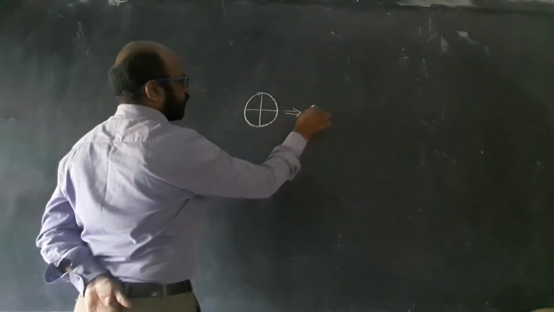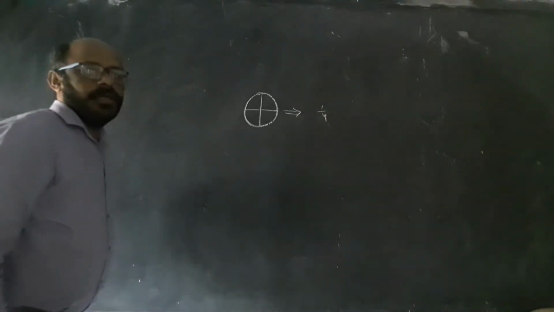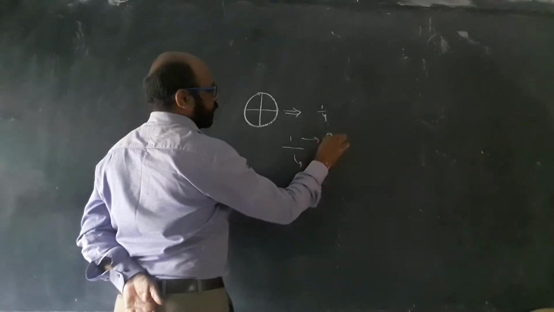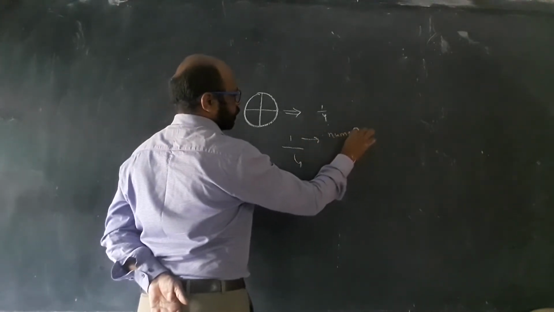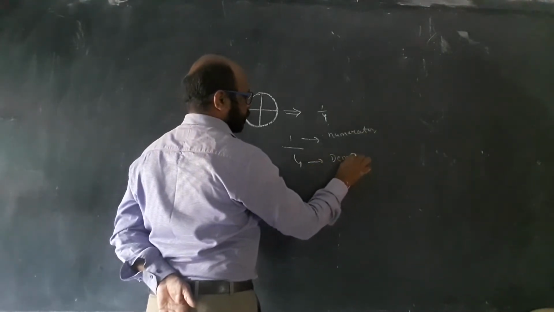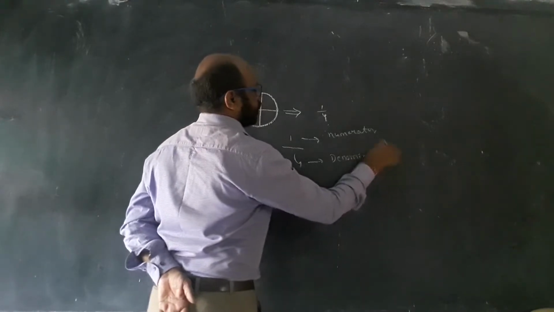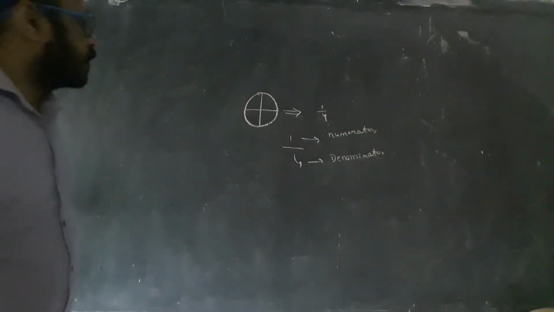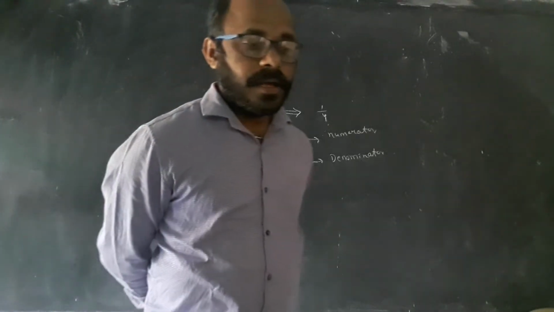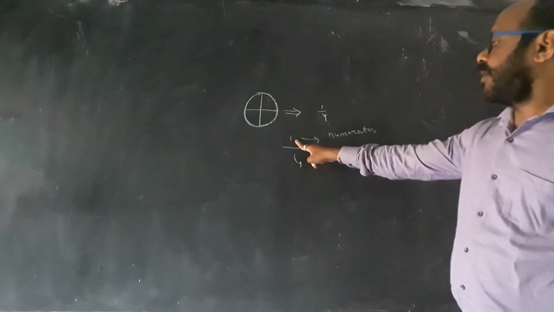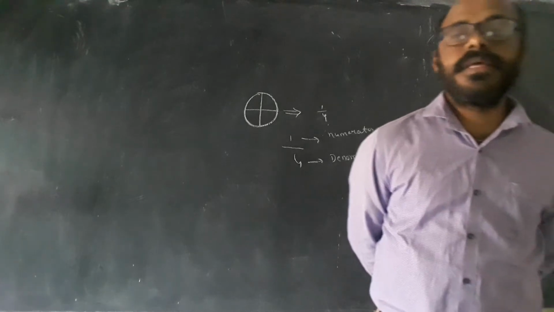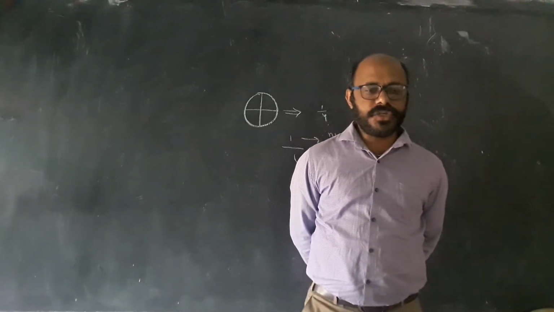This we write as 1 by 4. In that 1 by 4, 1 we call the numerator, and 4 we call the denominator. Already I explained this topic in the previous class, this time I am reminding. The upper number is the numerator, and the lower number is the denominator. Next is types of fractions.